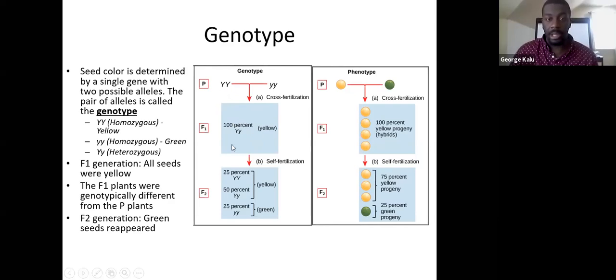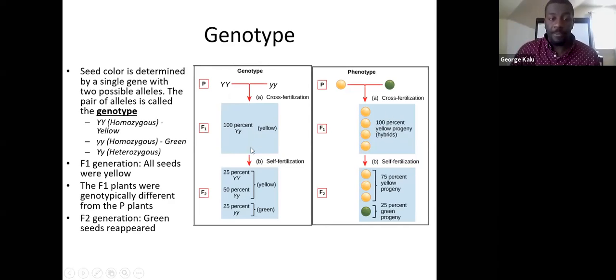The big Y, little y. These guys are heterozygous, so they're going to have big Y, little y here. So they're going to be genotypically different. However, we see that all of these individuals in this F1 generation are all yellow. All of them are 100% yellow, and that's what we're going to end up seeing.